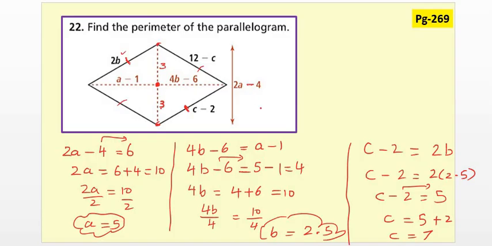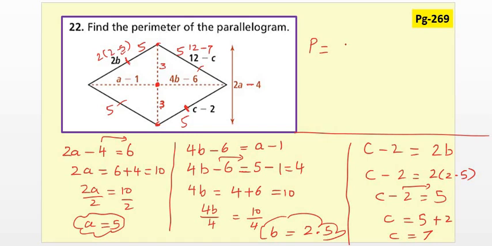Now what can we do? Now put the values of these variables here. So 2b means 2 times 2.5. So actually this whole side will become 5. So if this side is 5, this side will also be 5. 12 minus c means 12 minus 7, so it will give us 5, so this side will also be 5. That means all the sides are congruent to each other.